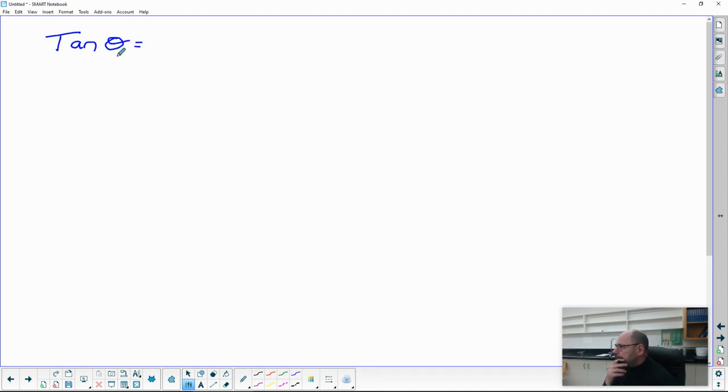Okay, so we remember basically tan theta equals, if we're thinking of our formulas from chapter 4, tan theta is opposite over adjacent, y over x. So let's start with theta equals 0 degrees. So this is for tan theta.